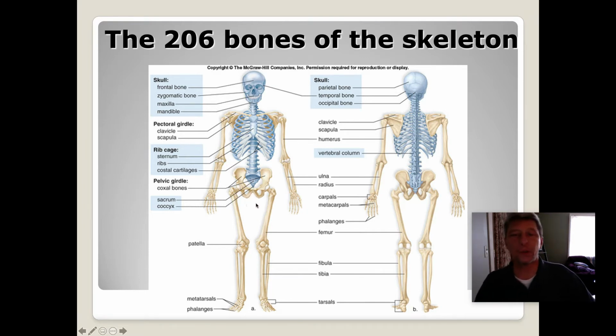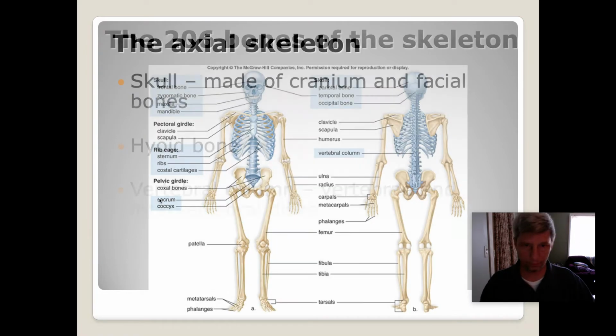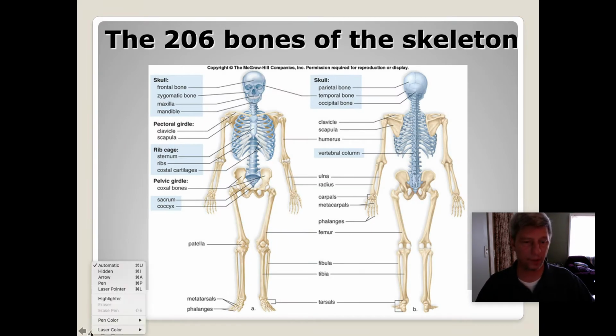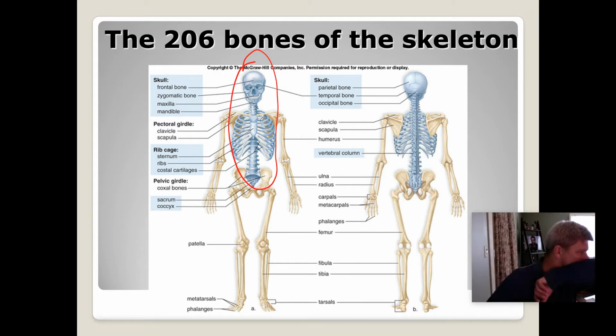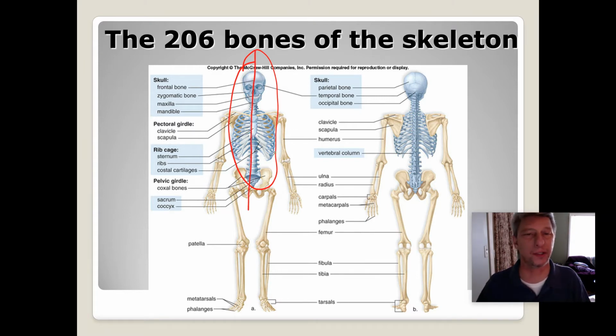So there are two portions of the skeleton that I want you to be aware of, and we'll talk about them each specifically. But this portion in here is what we call the axial skeleton, and it's composed of the skull, the vertebral column, and the rib cage. Essentially it forms an axis through the body. That's why we call it the axial skeleton.